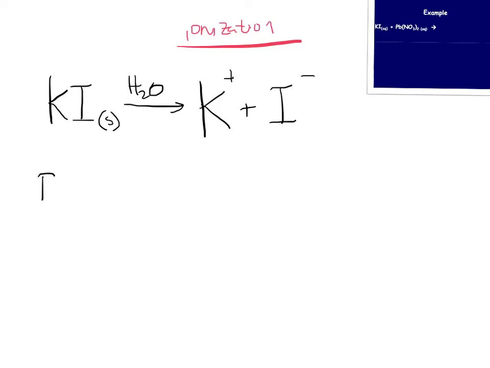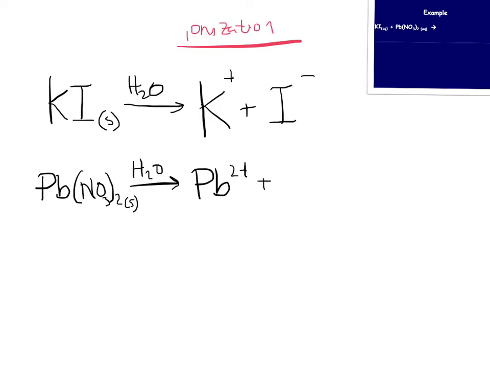Lead nitrate then, lead(II) nitrate, Pb(NO3)2. That's also an ionic compound. It is also soluble, so if we take solid of that and we put it in water, it doesn't just dissolve, it doesn't just disappear from our eyes, it turns into Pb2+ and 2 NO3- ions. And notice how that one is balanced. I wrote a 2 in front of the NO3 because over here in the solid version, there are 2 NO3s. And so when it ionizes into Pb2+ and 2 nitrates.